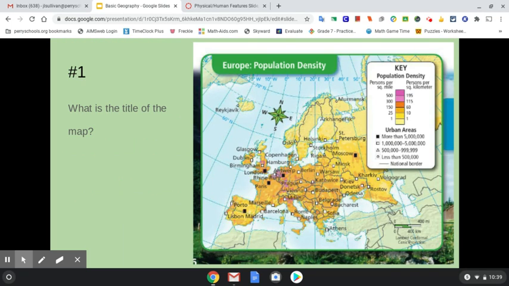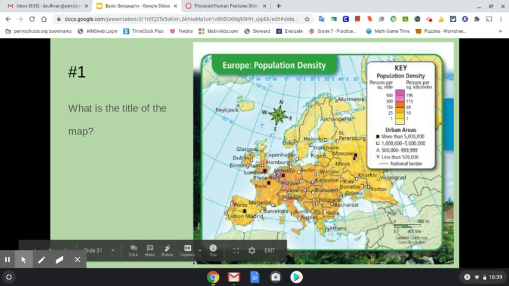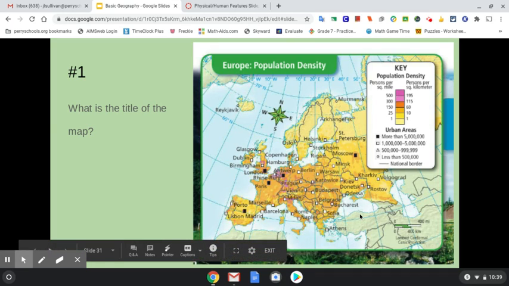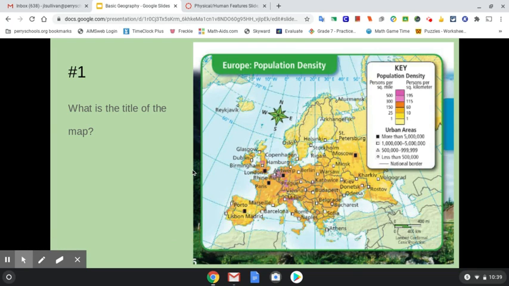Okay, so number 1, here's our first example. If we're looking at this map on the right, the first question is just, what is the title of the map? The title is usually, in most cases, going to be up here at the top of the map, just like this one is. So you're going to write Europe, population density as the title. Sometimes I have seen titles down at the bottom, so you may have to look there at times. So number 1, just write in Europe population density. You don't need to write in the question.